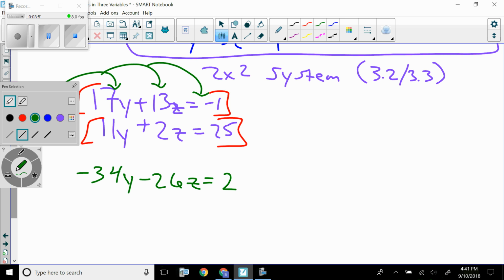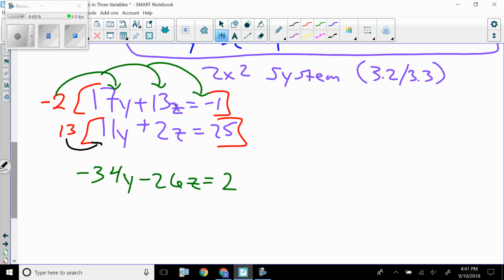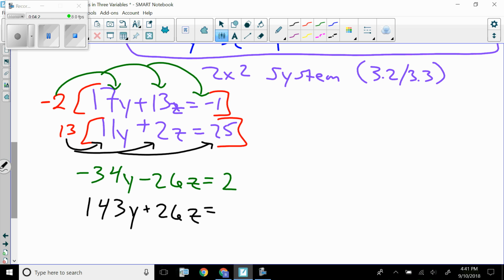And then again, if I distribute this 13, I would have 13 times 11. Now would be a great time to kind of take out a calculator. I want to make sure I get this right here. 13 times 11. Pretty sure though that's 143. That's a y. Plus 26z, because that's a positive and a positive, equals whatever 13 quarters would be, which is 325.